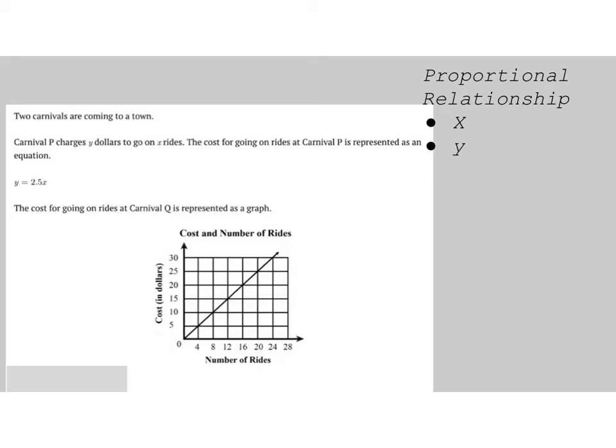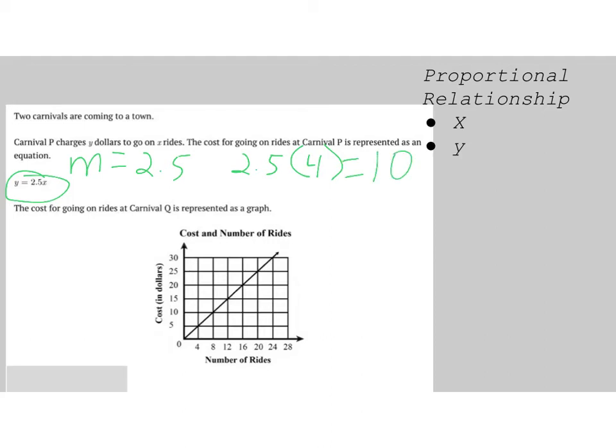All right, let's take a look here. This one's already got the equation for us right here. We have 2.5x. So our rate of change, our slope, m, is 2.5. Let's say I want to go on 4 rides. I take 2.5, multiply that by 4, and I get 10.